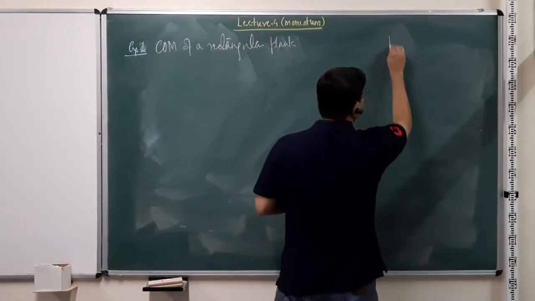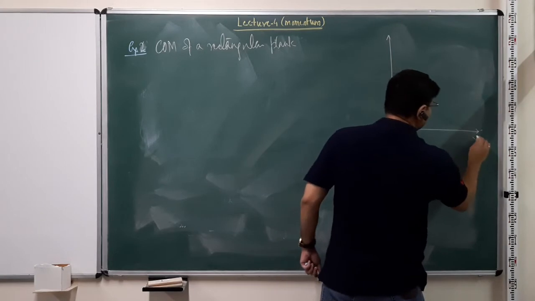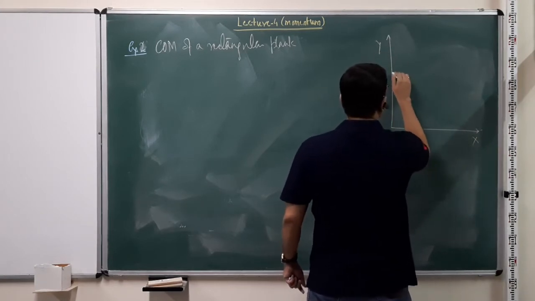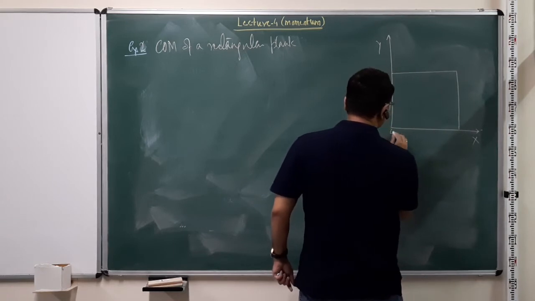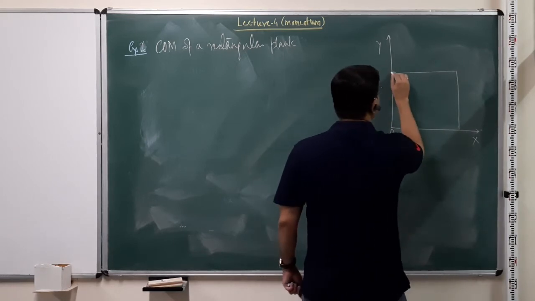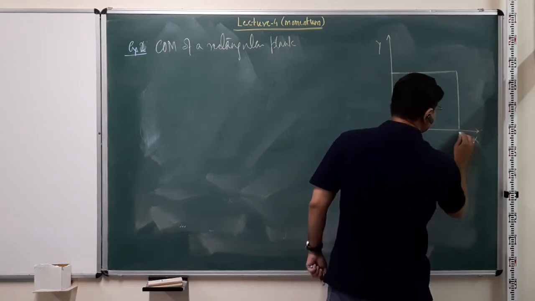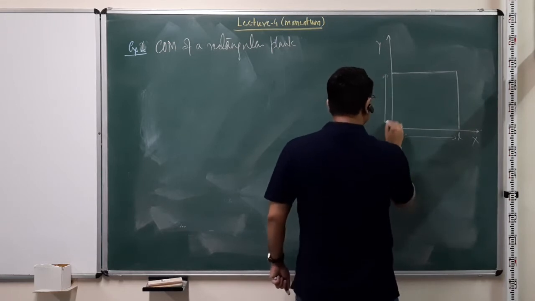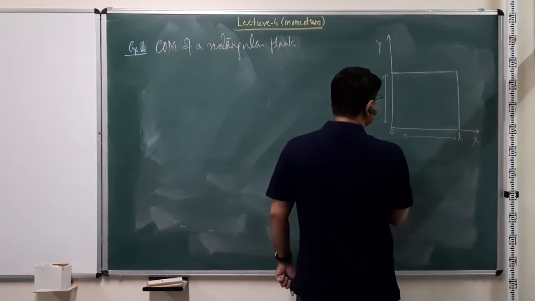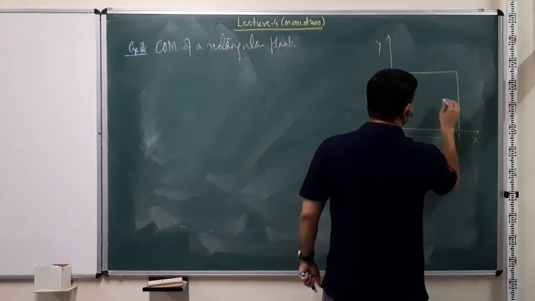what we'll have is our x and y coordinates, and we choose this such that one corner of this rectangular plate lies at the origin. Let's say its length is L and its breadth is B. And now we have to find the center of mass of this system.